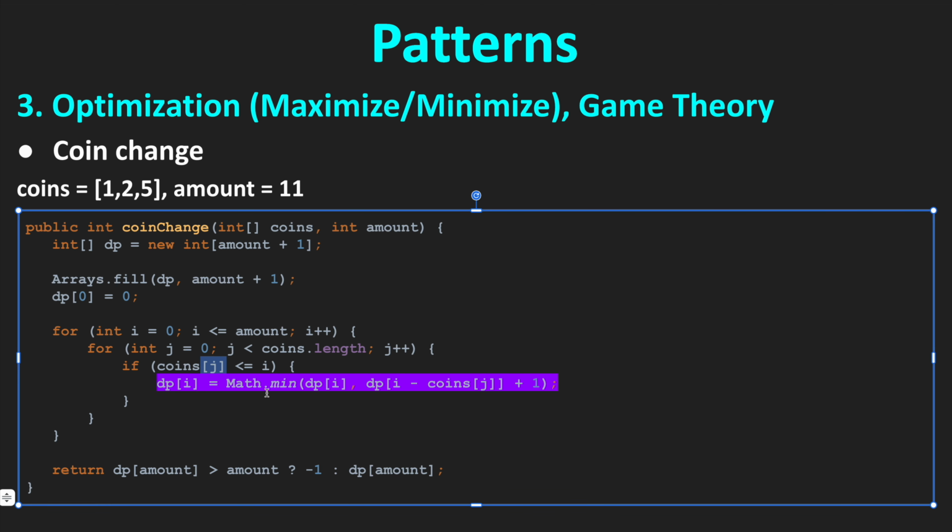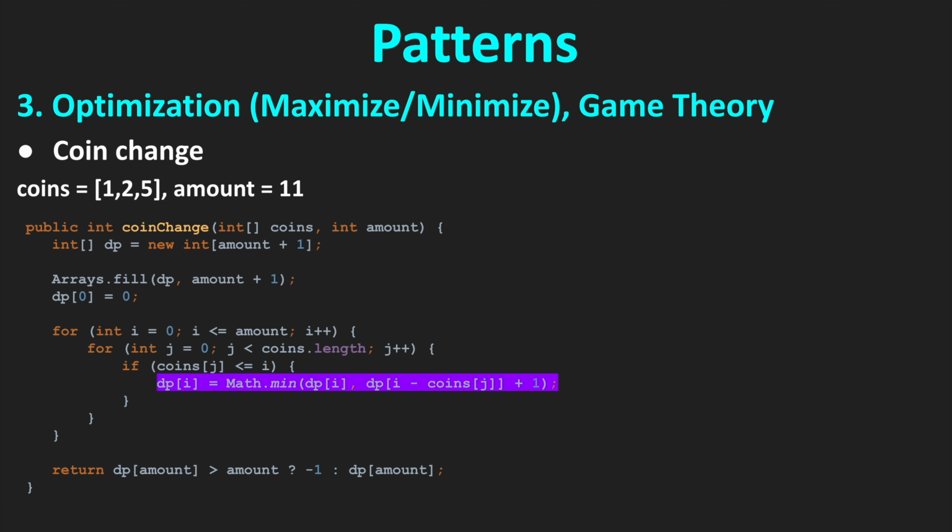If we can apply that coin, what do we do? We take the minimum of either whatever the value is at that position at that moment, or we go whatever steps back by the value of the coin from i, and we take the DP value there plus 1, because we are using 1 coin right here. And at the end, we return the minimum value that we get using all of these coins. So now let's go to the next one.